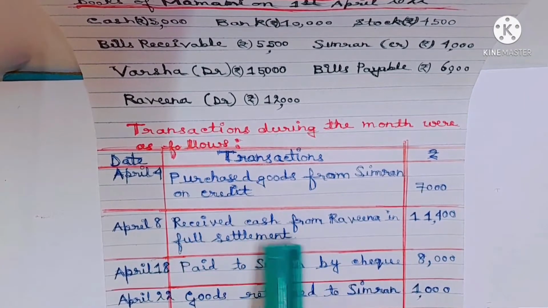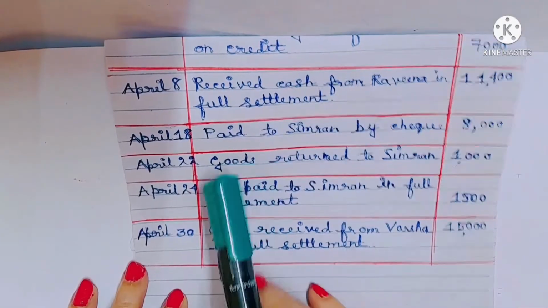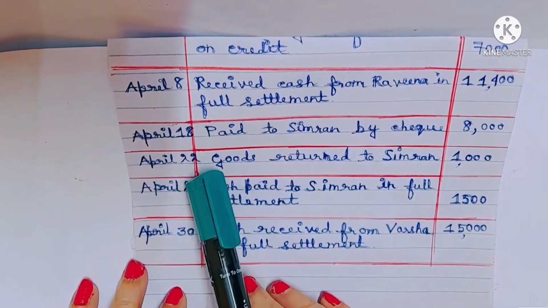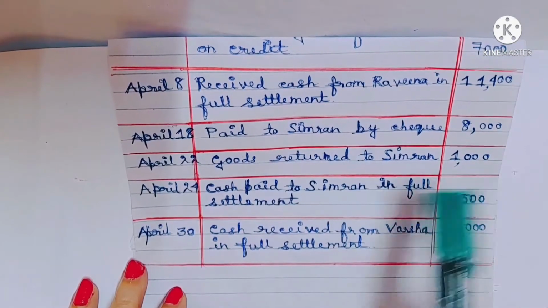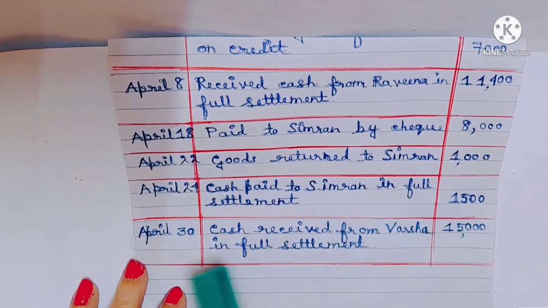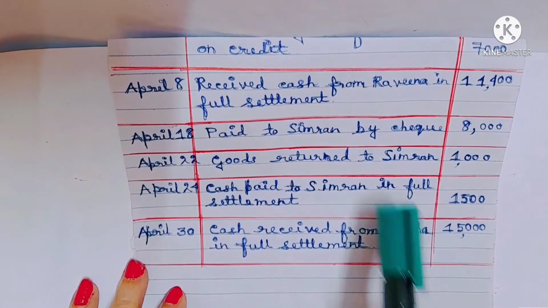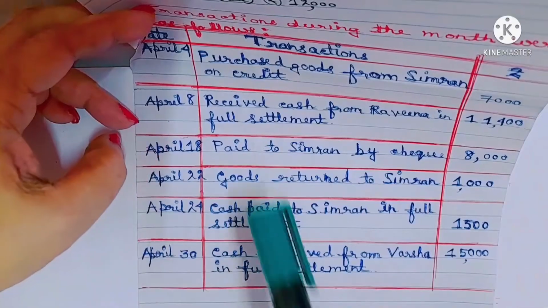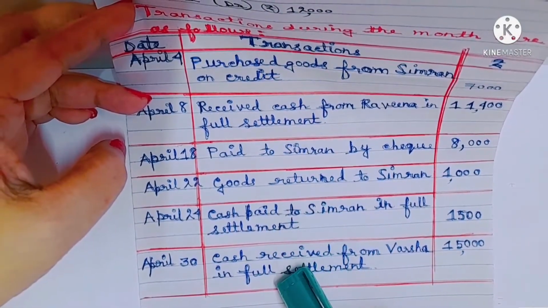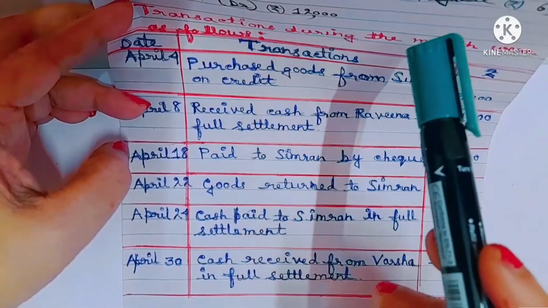On 8th April, receive cash from Ravina in full settlement 11,400. On 18th April, paid to Simran by check 8,000. On 22nd April, goods returned to Simran 1,000. On 24th April, cash paid to Simran in full settlement rupees 1,500. On 30th April, cash received from Varsha in full settlement 15,000. So how many transactions are there? 1, 2, 3, 4, 5, 6. Six transactions are given along with the opening balances of assets and liabilities.